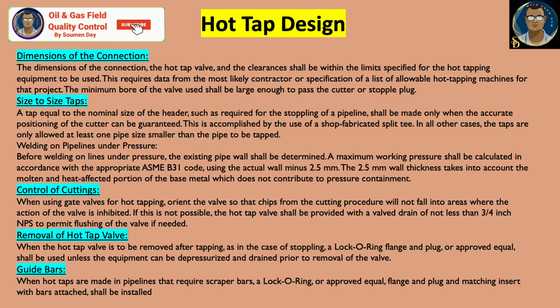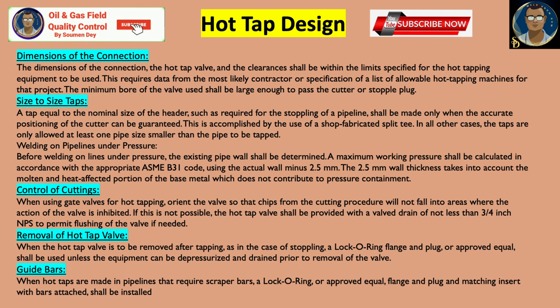Welding on pipeline under pressure. Before welding on lines under pressure, existing pipe walls shall be determined. A maximum working pressure shall be calculated in accordance with appropriate B31 code using the actual wall minus 2.5 mm. The 2.5 mm wall thickness takes into account the molten and heat affected portion of the base metal, which does not contribute to pressure containment.